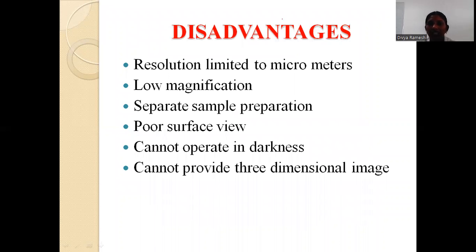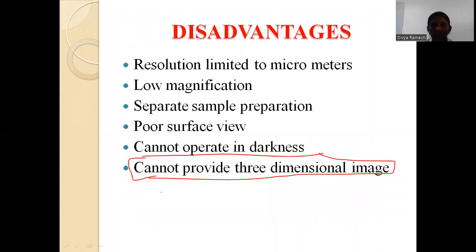The major disadvantage is light. As I said earlier, it can operate only with the help of light, so it cannot operate in darkness. That is a major drawback of this optical microscope. It cannot provide a three-dimensional image, whereas a scanning electron microscope and a transmission electron microscope are able to produce a three-dimensional image, but it fails in this case. It has a poor surface view, and separate sample preparation is required in order to place that sample in an anvil, similar to the previous one. The anvil is nothing but a stage.